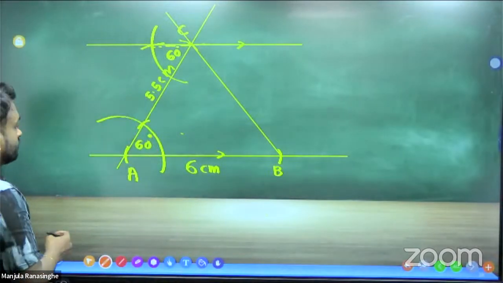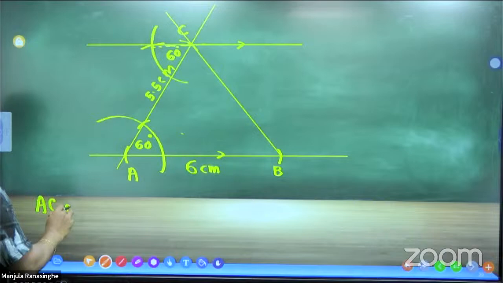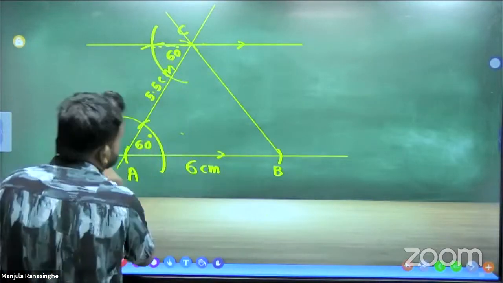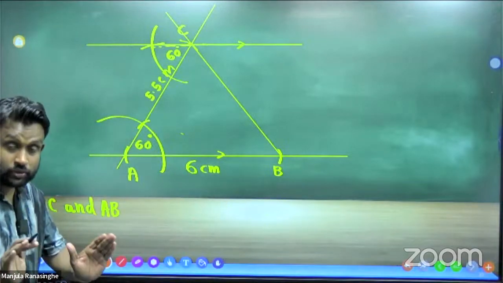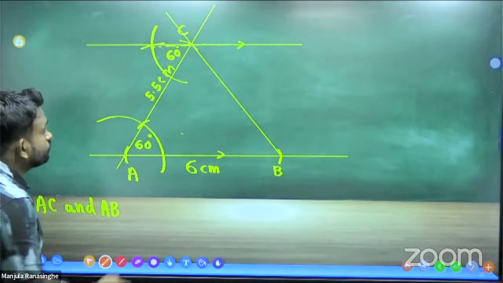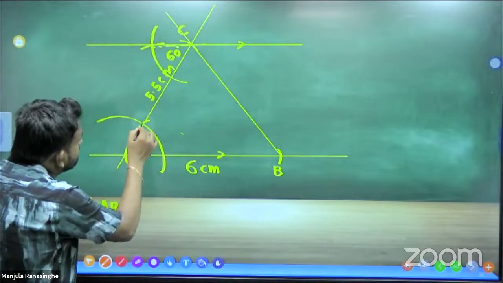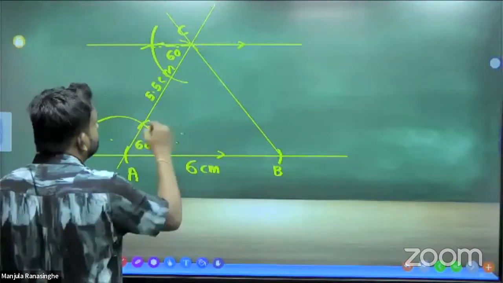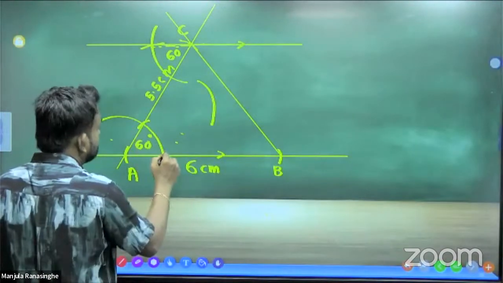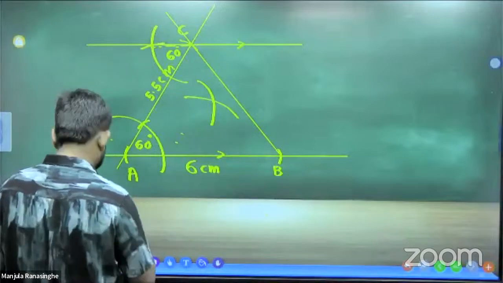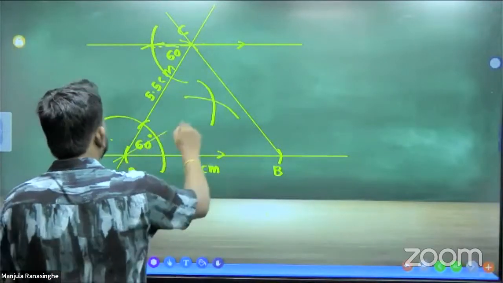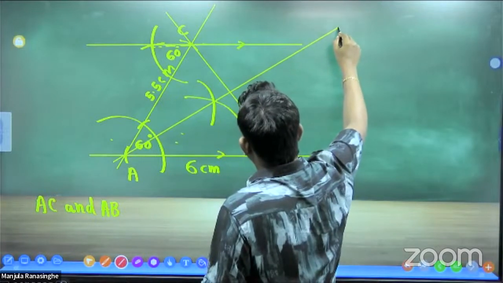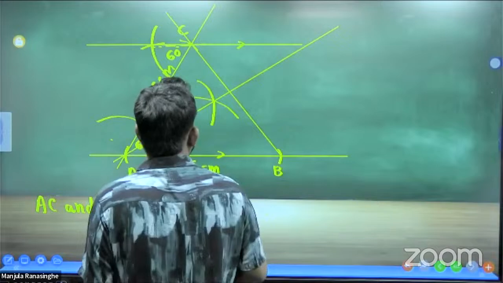Right. Now construct the locus of a point moving equidistant to AC and AB. AC is one line, AB is one line. Equidistant to two lines means the angle bisector. So here, keep the compass somewhere here, take a distance and make an arc here, then keeping here and keeping there, cut the arc. Now you can connect these two points in this manner.